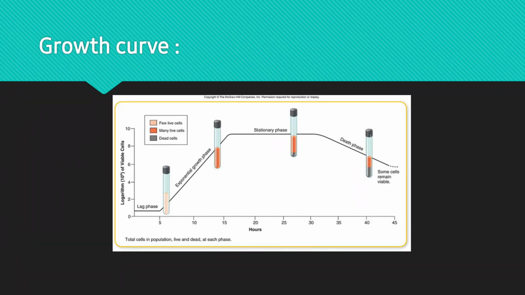This diagram shows the growth curve. The initial stage is the lag phase, and the growing stage is called the exponential phase or log phase, and then at one stage the bacterial growth will stop, that is called the stationary phase, and then the multiplied bacteria slowly die, that is called the death phase. So these four stages we are going to see in detail.